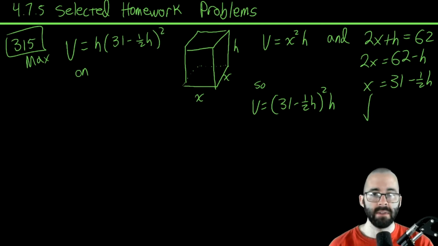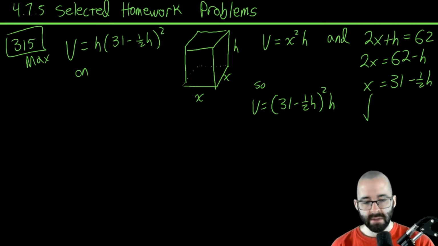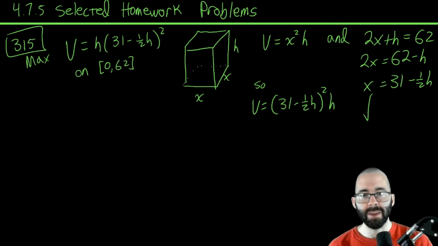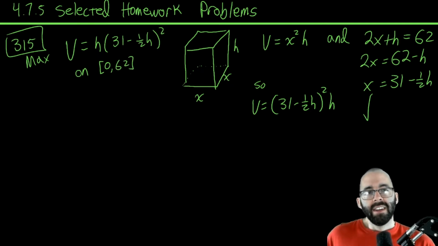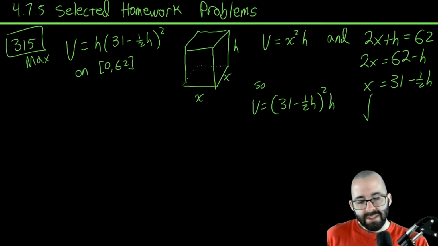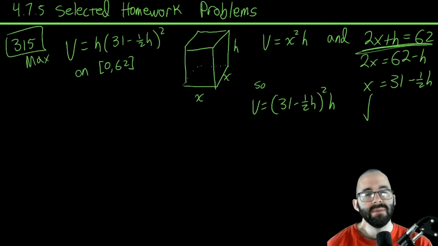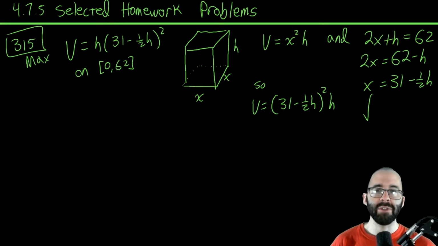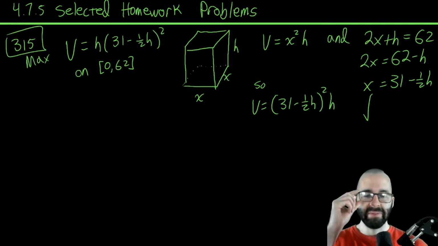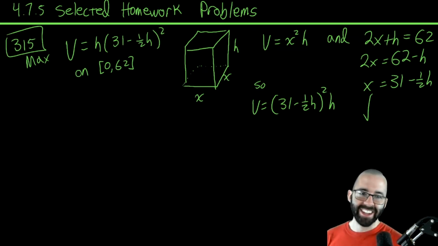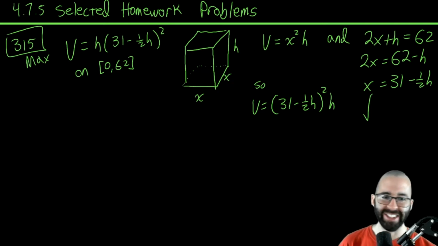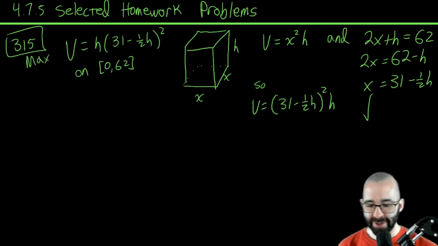What's our domain here? Well, the smallest that h can be is 0. What's the biggest h can be? I think it's 62, right? I have to think about it. Because the biggest h can be has to do with our constraint. And yeah, if x is 0, h can be up to 62. We could have a 5-foot tall suitcase that's infinitely thin, apparently, according to this airline regulation. I don't believe that, but whatever, it's a simplified problem.